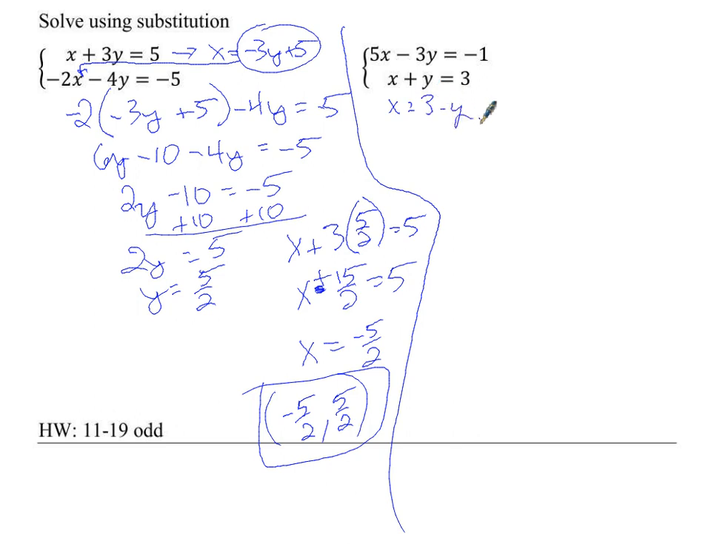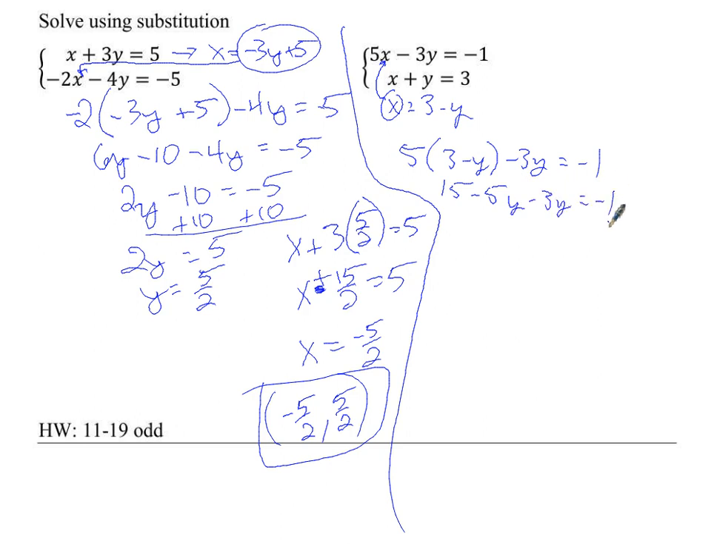Or negative y plus 3. It doesn't matter if you write it in slope-intercept form or not on these. So now I take what x is and I substitute it in right here. This is going there. So I write 5 parentheses, 3 minus y, minus 3y equals negative 1. Then we distribute: 15 minus 5y minus 3y equals negative 1.